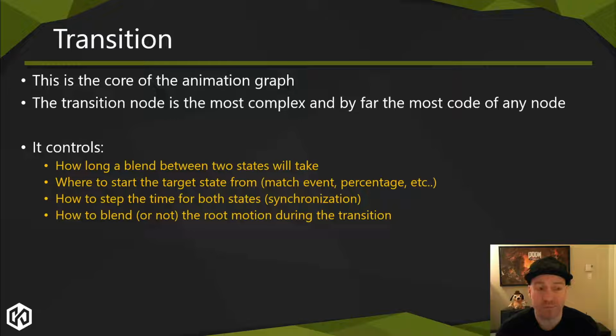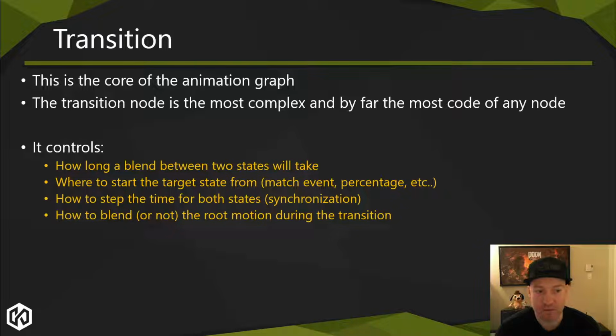Now, the transition node is kind of your animation system fundamentally in a state machine graph. It is the core of everything. And it is actually the most complex node, and by far the most code. I think in my case, it's something like 700 lines of code, mostly to calculate the initial starting point of the target state. And every other node in the graph is like maybe 50, 60 lines of code. This is kind of the heavy lifter because it's the primary thing that you are doing.